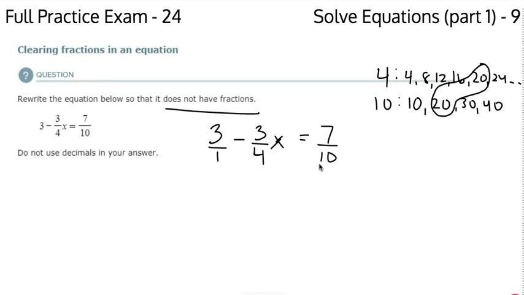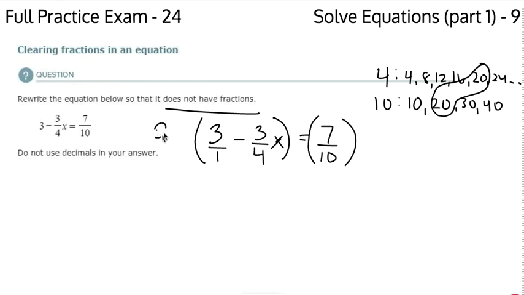It doesn't matter which of those common multiples you pick. If I pick 20 to multiply on both sides, I'll have a correct equation. If I pick 40, I'll have a correct equation, 80 too. If I actually solved it, I would get the same x no matter what. They're just looking for you to clear the fractions.